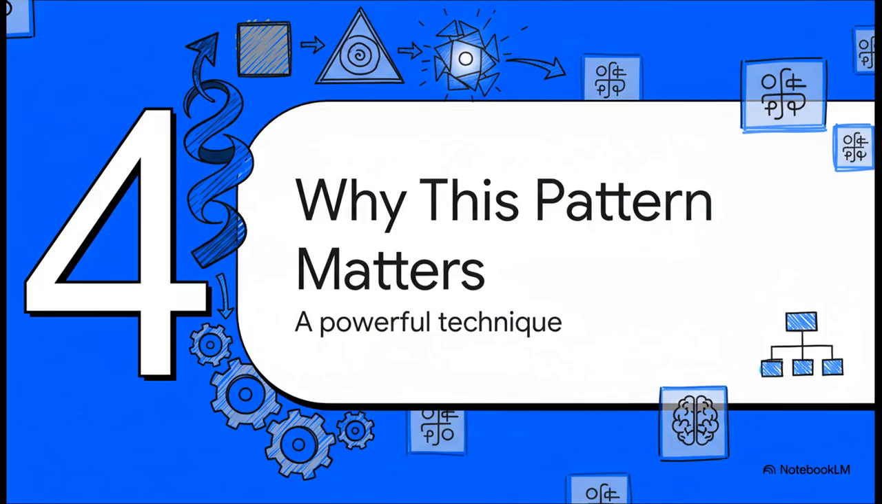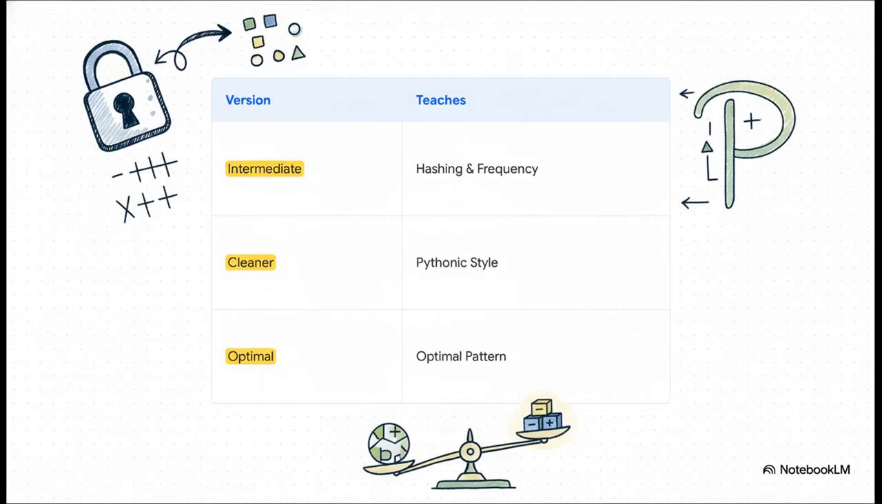That's great. But the reason this whole journey is so important is that this final technique isn't just a one-off trick. It's actually a powerful reusable pattern. Let's just quickly recap our journey, right? Our first intermediate version taught us the absolute core concept of using hashing for frequency counting. The second, cleaner version showed us how to write more elegant Pythonic code.